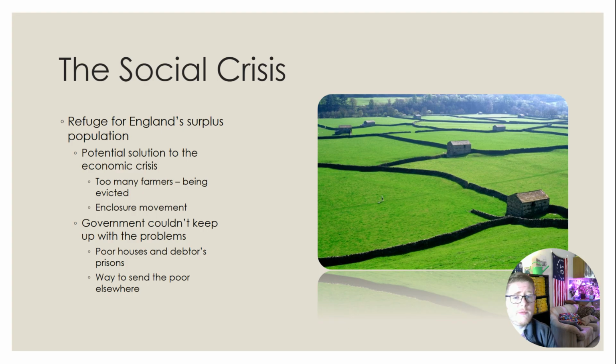Due to the enclosure movement that sees small family farms being consolidated into corporate farms, people were really being pushed out, and the government couldn't keep up with the problems. Poorhouses and debtor prisons were massively expanding. In kind of a shady way, colonization became a way to send the poor somewhere else and make it no longer their problem and not even in their sight. So that whole out of sight, out of mind context is going to see thousands of people sent to the Americas.